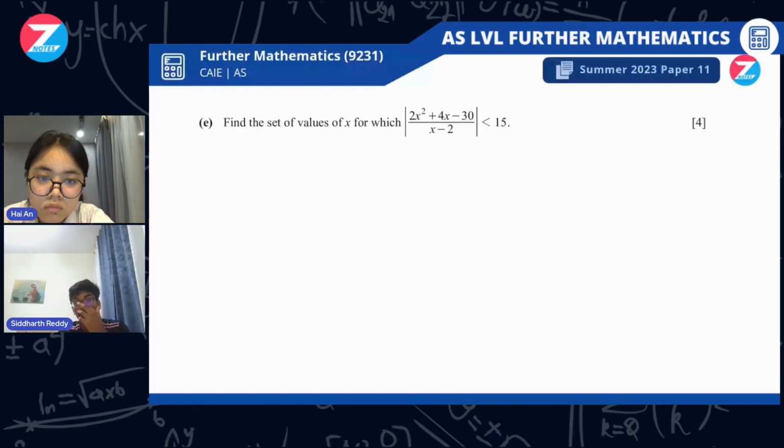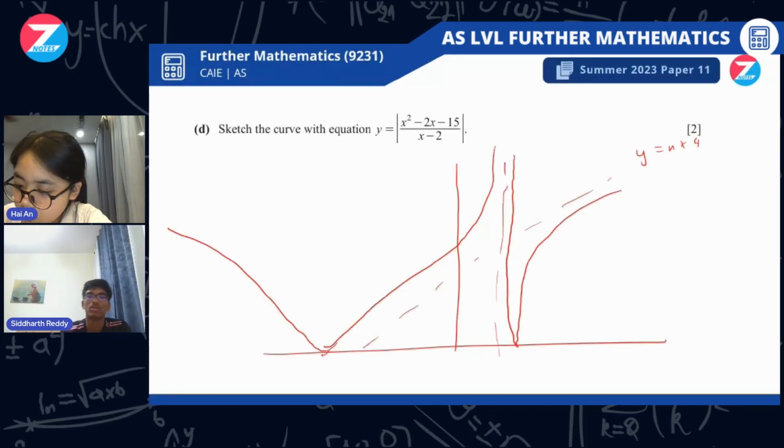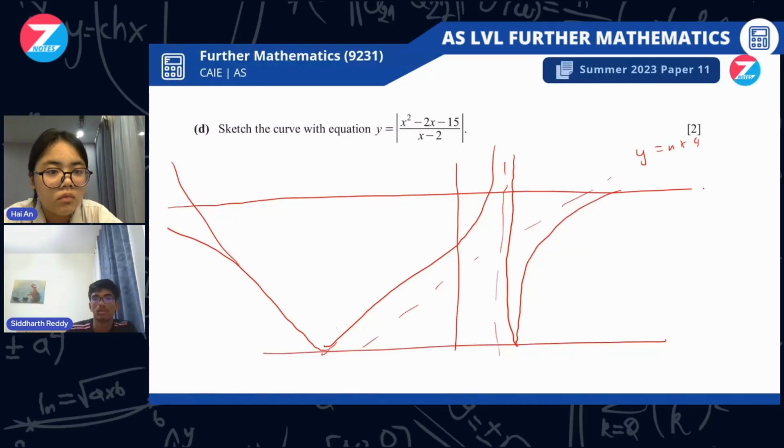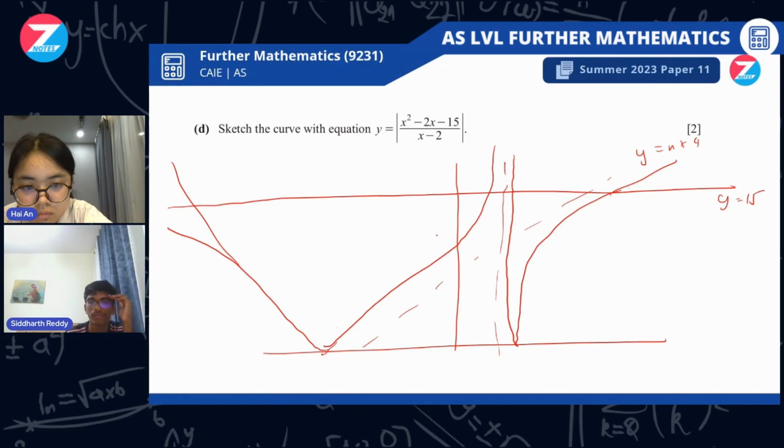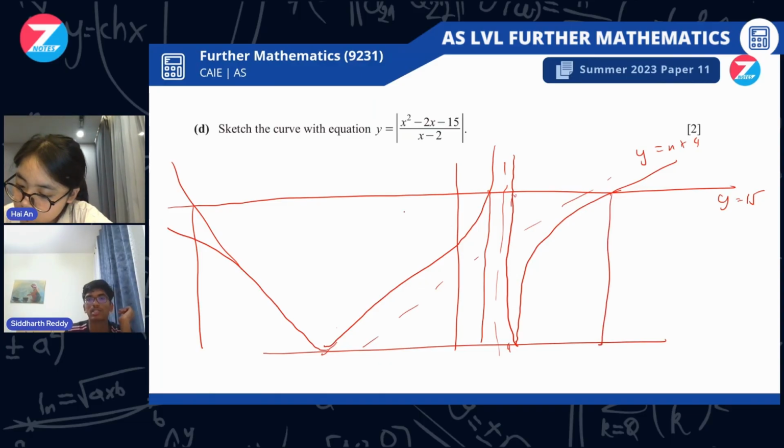Find the set of values for which y is equal to that is less than 15. So let's draw a point 15 somewhere over here. So this is the graph of y is equal to 15. This is the line y is equal to 15. Essentially, they're asking us for all the range for which this part is true. So it's clear that from this to here, it's less than 15, and from this part till this part also. It's basically just the intersections of y is equal to 15 with the absolute value.